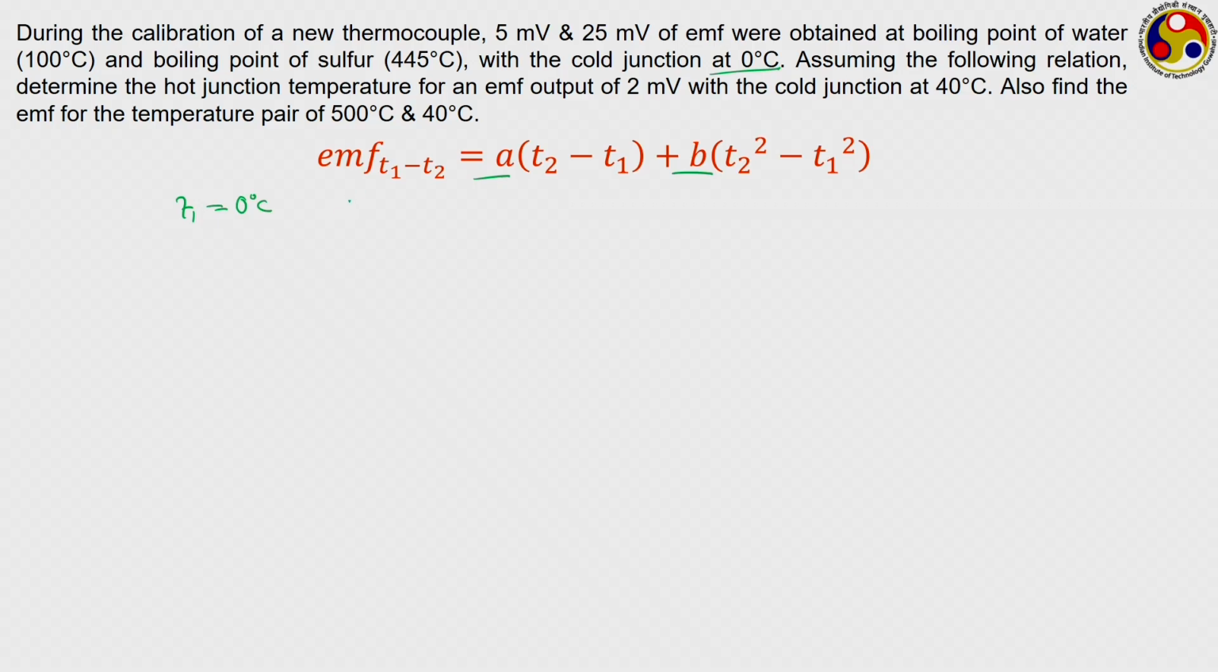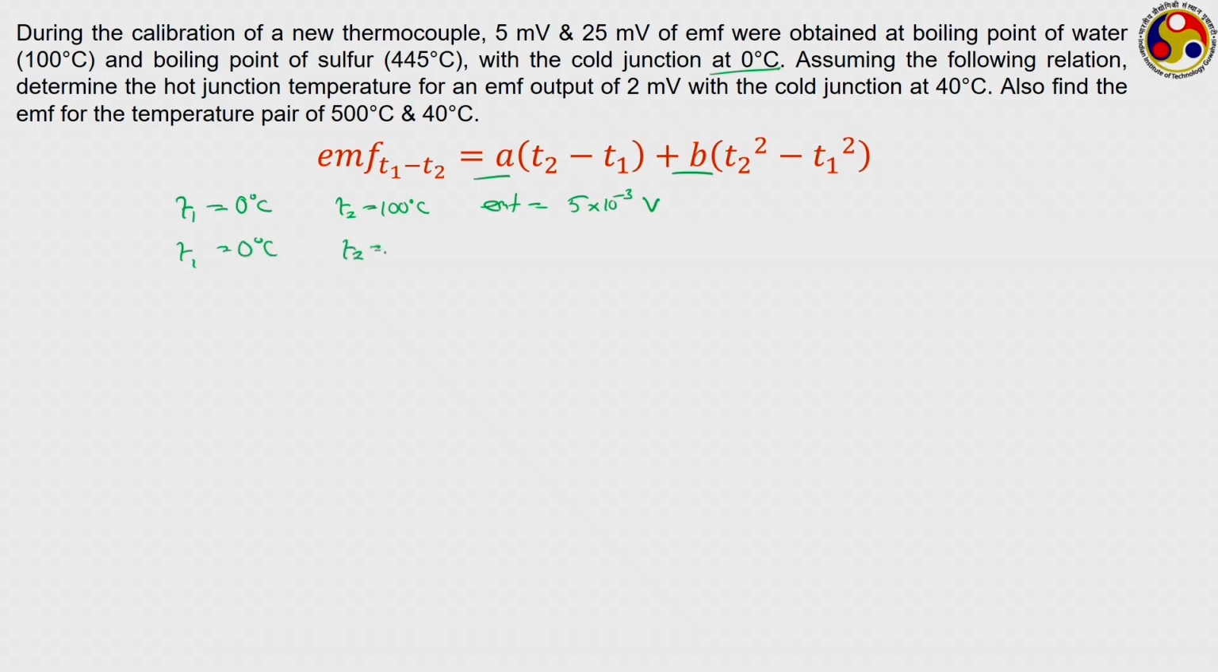So, for the first problem, for the first calibration point, T1 is equal to 0 degree Celsius, T2 is equal to 100 degree Celsius, and the corresponding EMF is equal to 5 into 10 to the power minus 3 volt. During the second calibration, our T1 is equal to 0 degree Celsius, T2 is equal to the boiling point of sulfur, which is 445 degree Celsius, and EMF is equal to 25 millivolt, that is 25 into 10 to the power minus 3 volt. So, we can combine this to get the values of A and B.